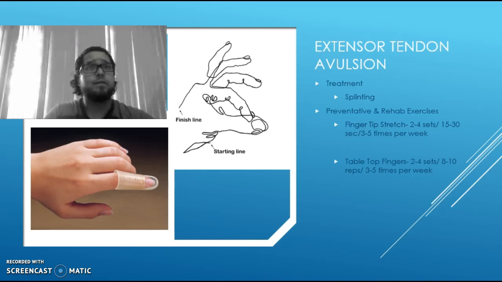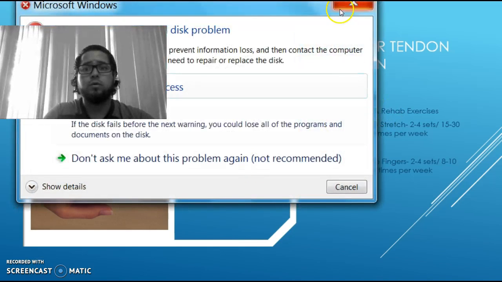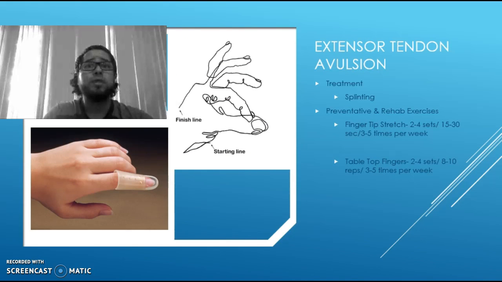With that said, we'll move on to preventative and rehab exercises. The first one will be the fingertip stretch. With your good hand, you grasp your problem hand. Your thumb will be on the top side of the finger. Place your thumb just below the joint that is close to your fingernail. The index finger of your good hand should be underneath the tip of the problem finger.